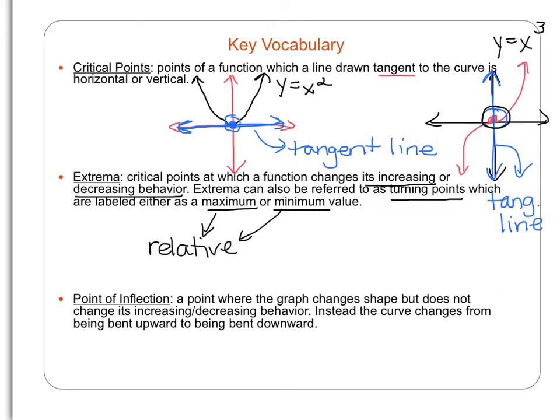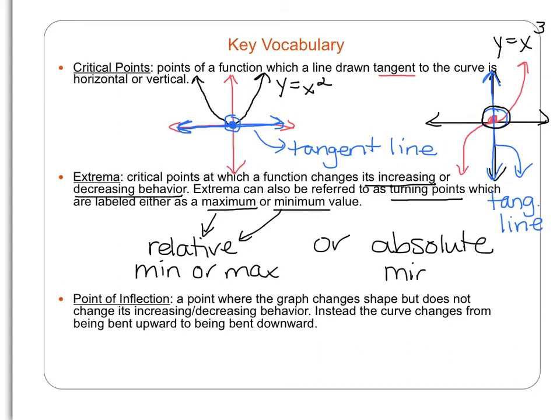We can have a relative maximum or a relative minimum, or we can have something called absolute maxima or minima. So we could have a relative min or max, or we could have an absolute minimum or maximum. For instance, this point right up here on y equals x squared is what's called a relative minimum. It's a relative minimum because it's the lowest point on the graph. It's got the lowest y value on the graph.